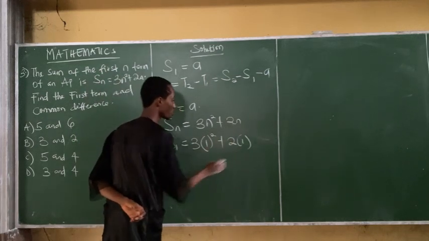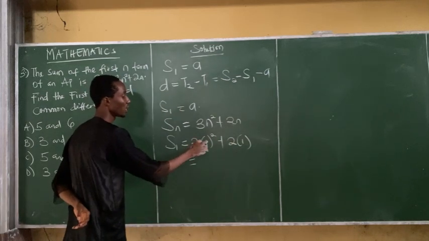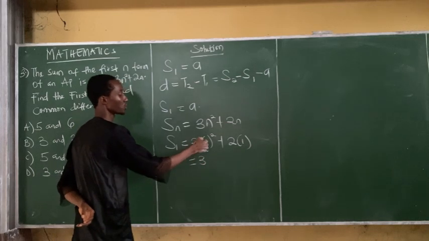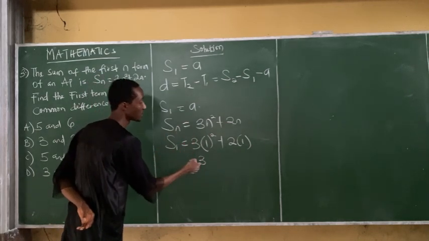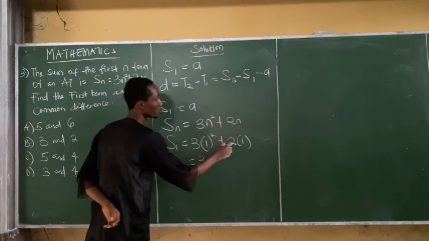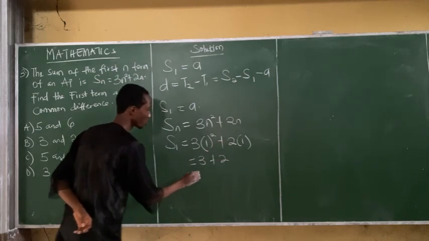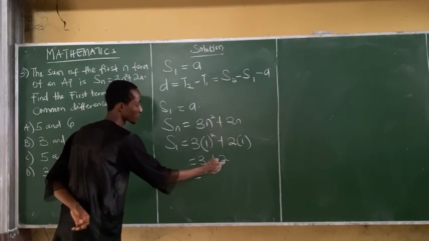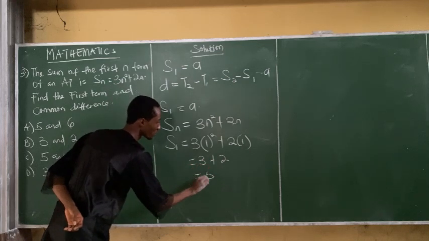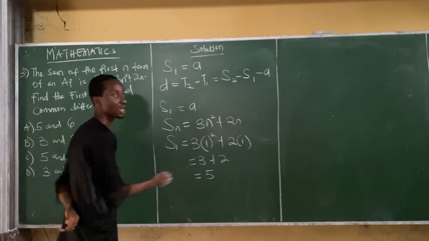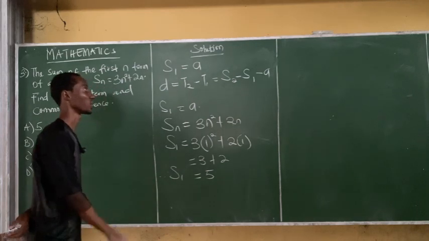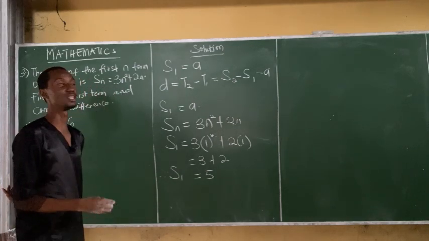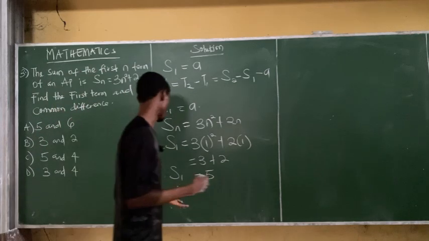1. This will give us 3 times 1 raised to power 2. 1 raised to power 2 is the same thing as 1. 1 times 3 is 3. Plus 2 times 1 gives us 2. 3 plus 2 gives us 5. So the first term is 5. S1 is equal to 5. Therefore, our T1 is equal to 5. We just need to get the value of the second term when we sum it up.